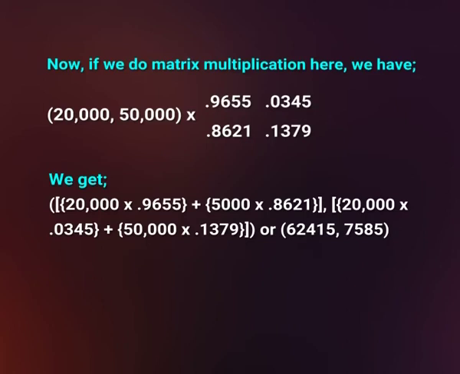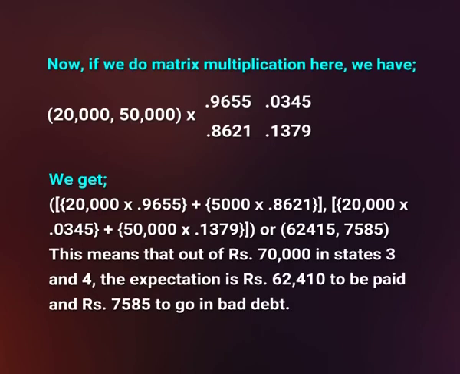That gives 62,415 and 7,585. This means that out of rupees 70,000 in states 3 and 4, the expectation is rupees 62,415 to be paid and rupees 7,585 to go into bad debt.